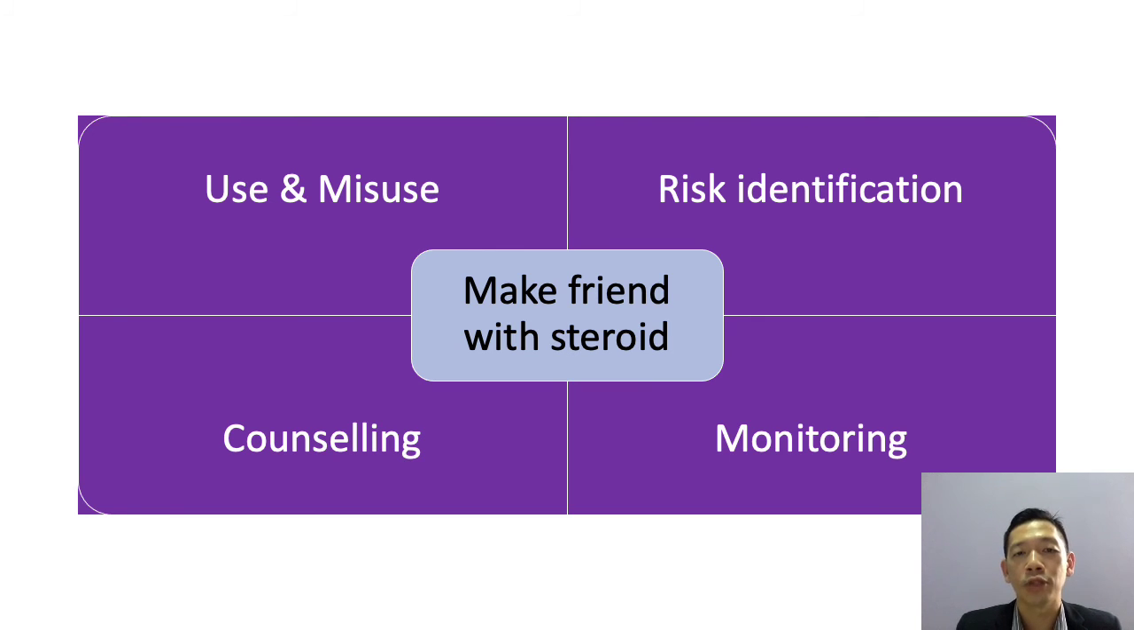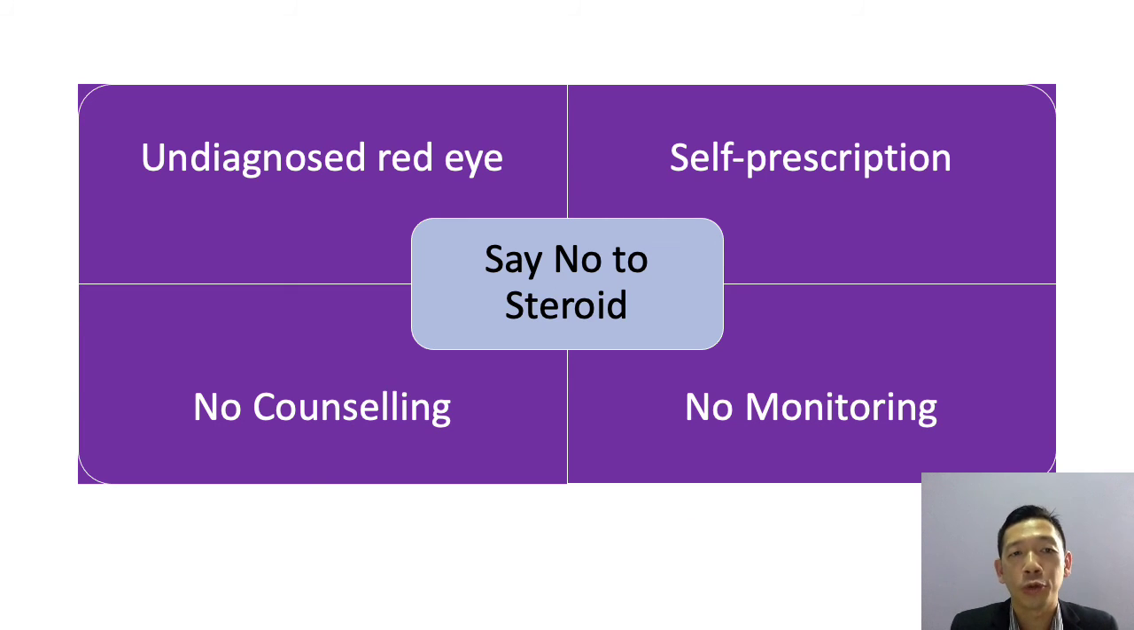Another thing is to make sure that you have a proper monitoring mechanism, taking account of the duration of use and also the risks that we mentioned just now. And also say no to steroid when you are dealing with an undiagnosed red eye, and when you are dealing with patients who highly likely have self-prescribed steroid. They just want to get the steroid from you. Also do not prescribe steroid when you have no chance to do counseling and monitoring.